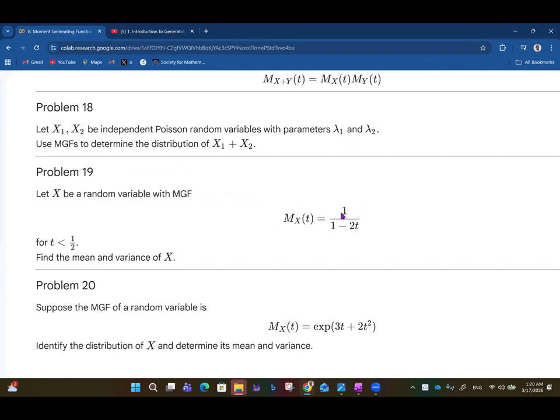This is a very nice example. You have M_X(t) equals 1 over 1 minus 2t. It just looks like the lambda over lambda minus t thing I did. So you can use this to find the mean and the variance. Differentiate, evaluate at 0, you get the mean. Differentiate the second time, evaluate at 0, you get the expectation of X squared, which you can then use to get the variance. So with this, I come to the end of this.